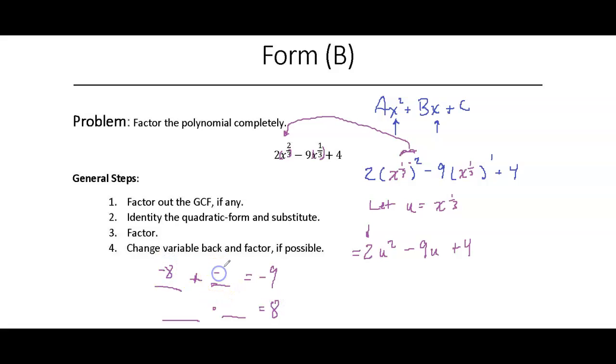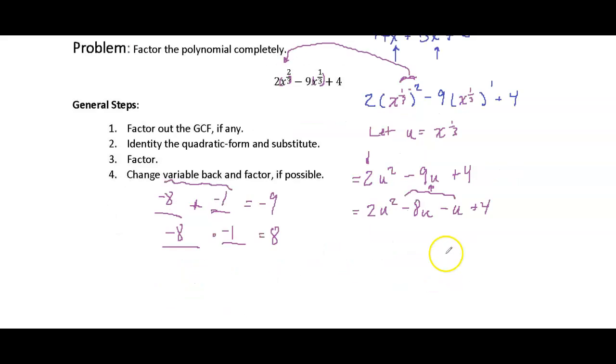-8 times -1 is +8, and -8 plus -1 is -9. So then we're going to use -8 and -1 as our numbers here. But since our leading coefficient is not 1, we're going to have to rewrite our middle term, giving us 2u squared minus 8u minus 1u plus 4. So these two values that we found, -8 and -1, substitute that second term.